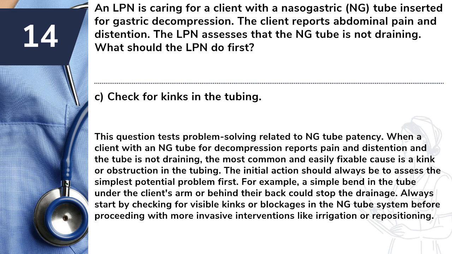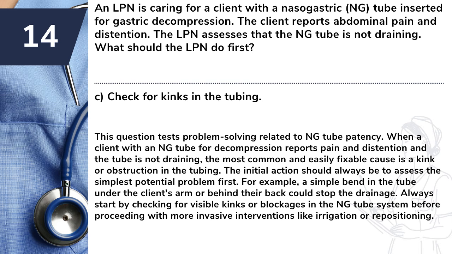Answer C. Check for kinks in the tubing. This question tests problem-solving related to NG tube patency. When a client with an NG tube for decompression reports pain and distension and the tube is not draining, the most common and easily fixable cause is a kink or obstruction in the tubing. The initial action should always be to assess the simplest potential problem first.